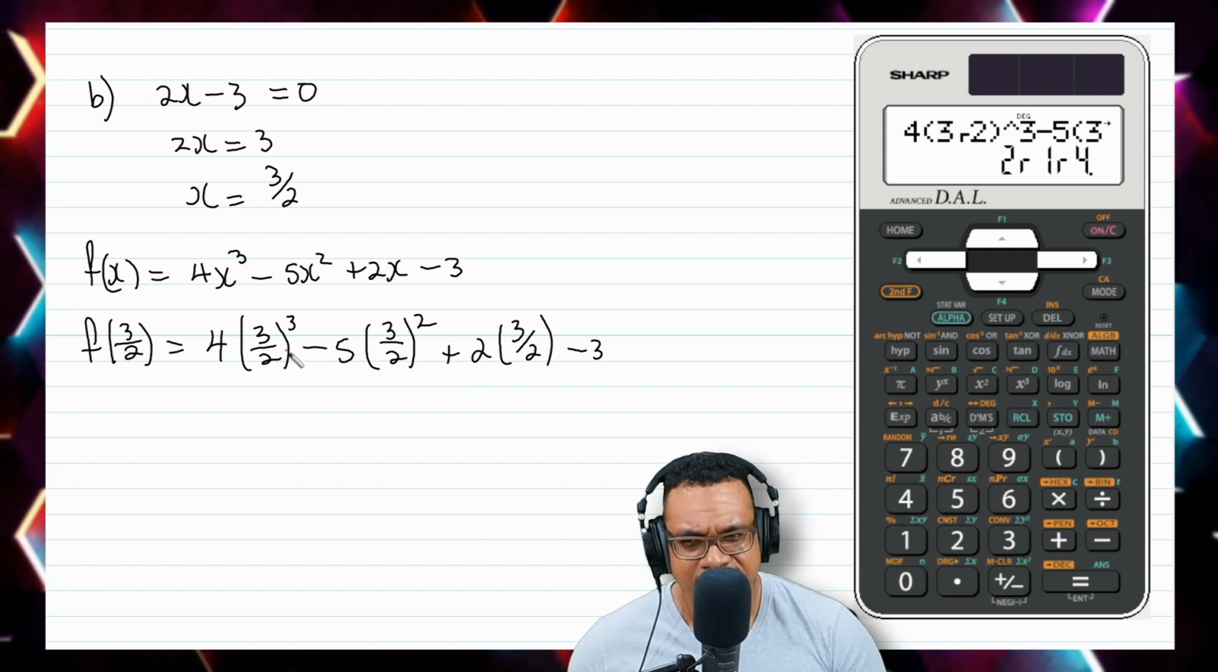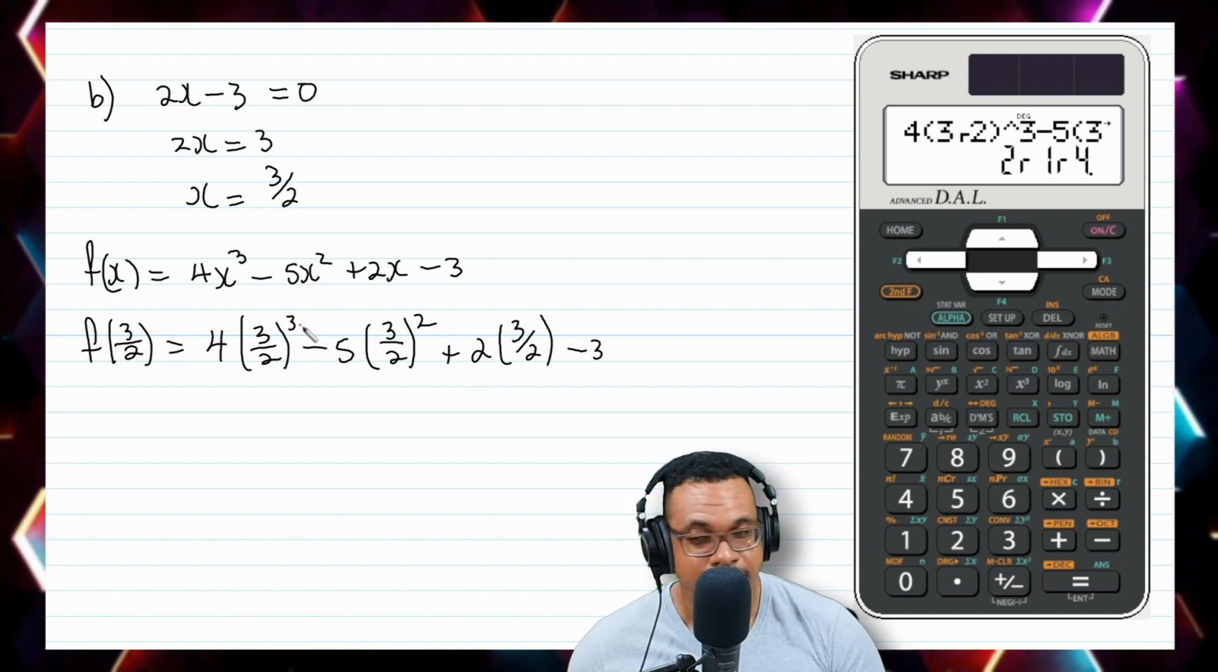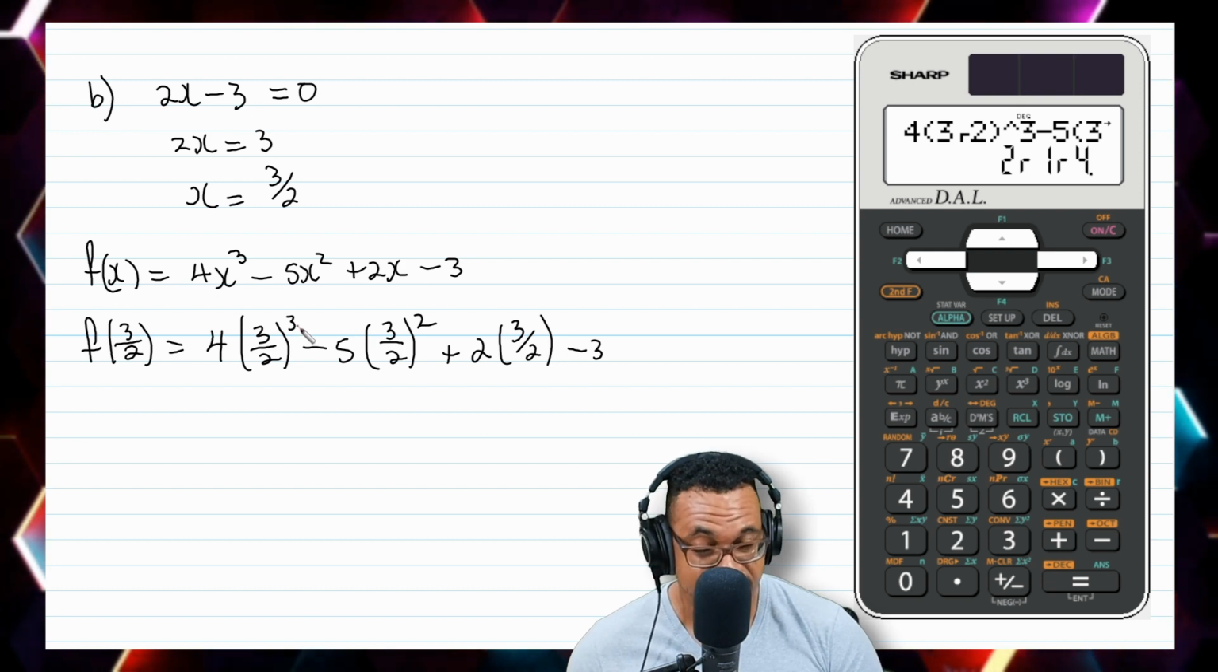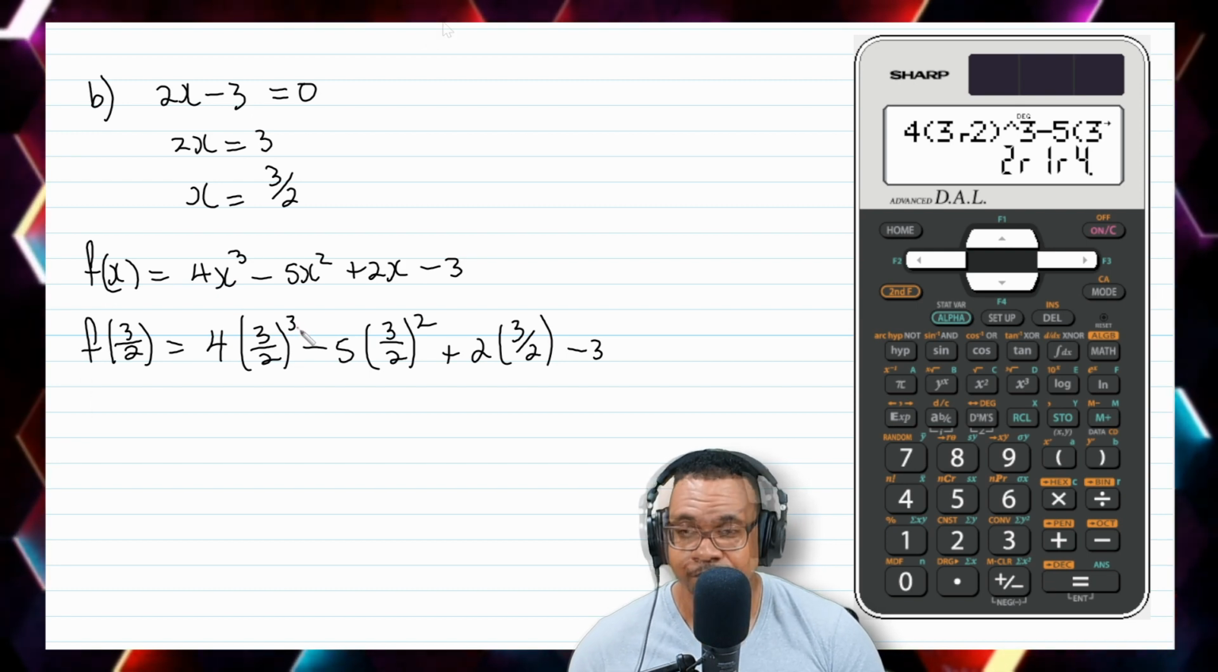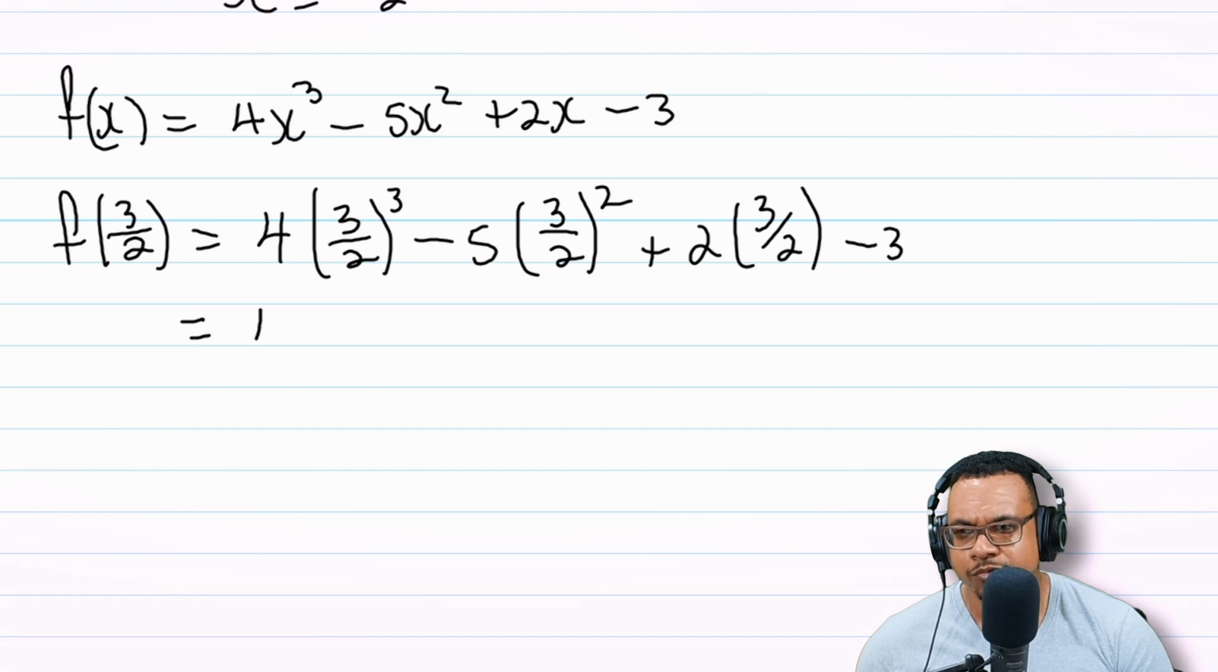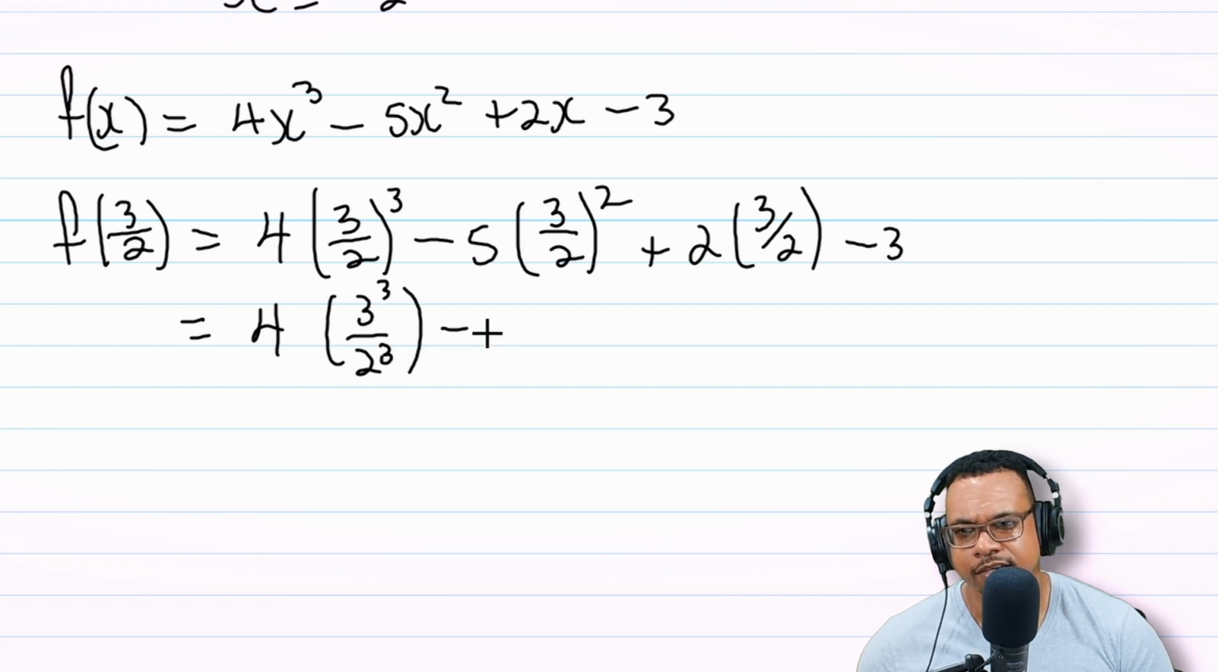So as we know, laws of indices. If you have 3/2 to the power 3, of course, BODMAS, you must work the powers first before we do any of the four operations. So this is equal to 4 times, and I'm going to have the 3 to the power 3 and also a 2 to the power 3. So that's 3³ over 2³. Close brackets. Take away 5, open brackets. Again, the power has to go both on the numerator and denominator. So we're going to have 3² over 2².